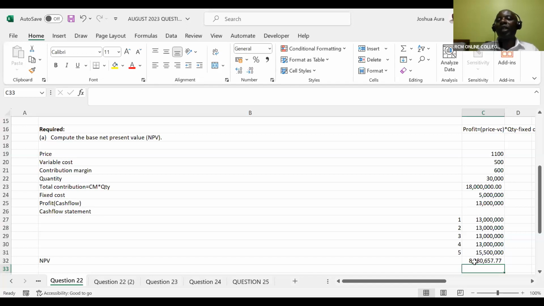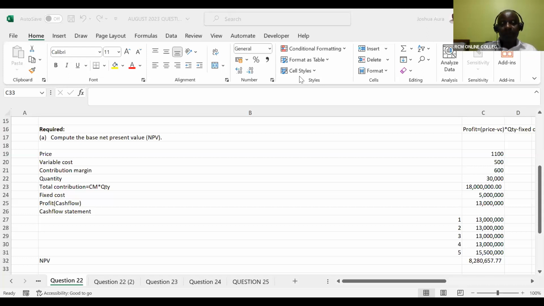So are you guys able to get this figure? Are we able to get this figure, all of us? They're saying yes, which is very good. Very good.